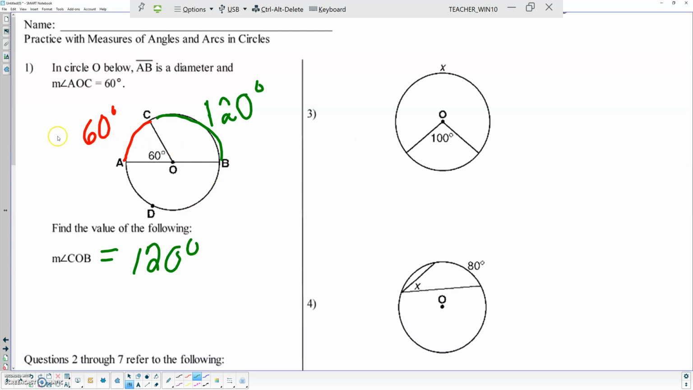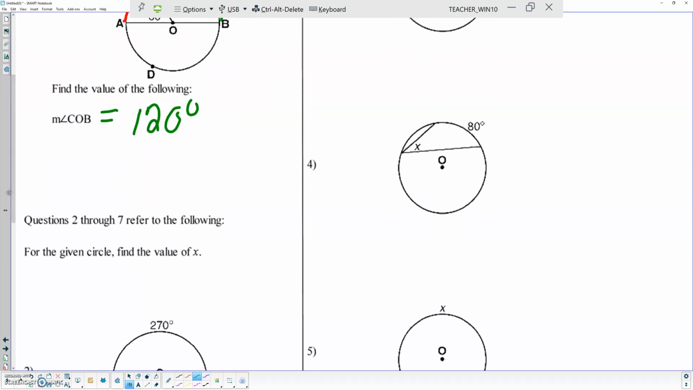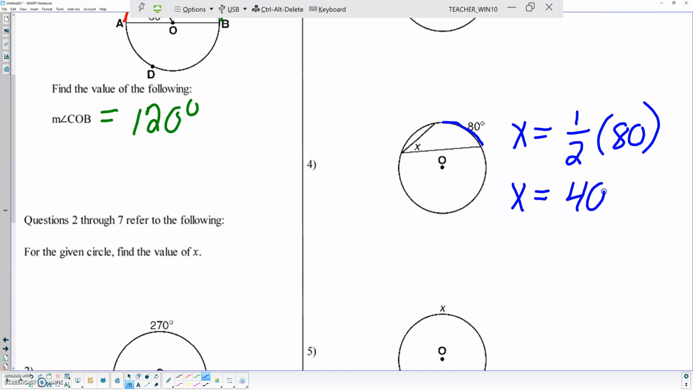Another one that I think we should take a look at is number 4. Hopefully you recognize this is an inscribed angle. That was the second type of angle we went over. An inscribed angle is an angle whose vertex is on the circle and it's formed by 2 chords. An inscribed angle is half its intercepted arc. So in this example, x is just half of 80, so x is 40 degrees.